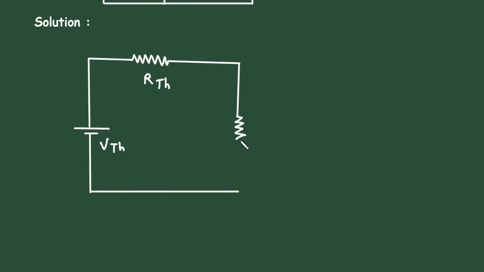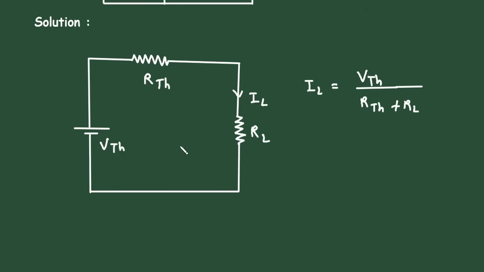And this is the load resistor RL, and this is the load current IL. Here we can write IL is equal to VTH upon RTH plus RL. And this circuit is called Thevenin's equivalent circuit.